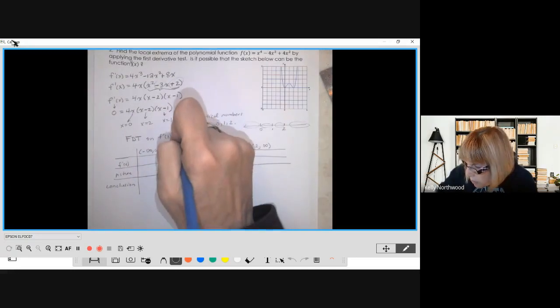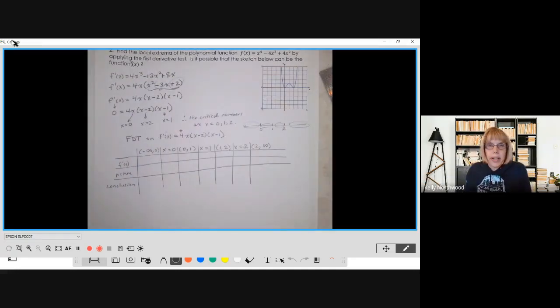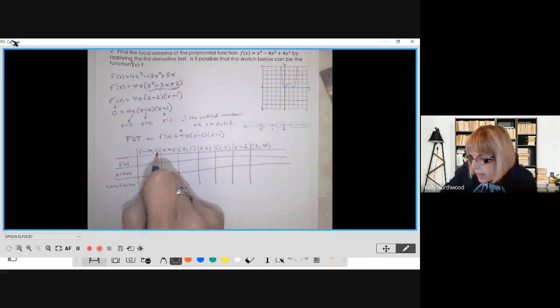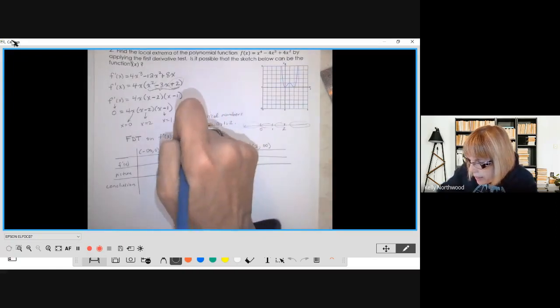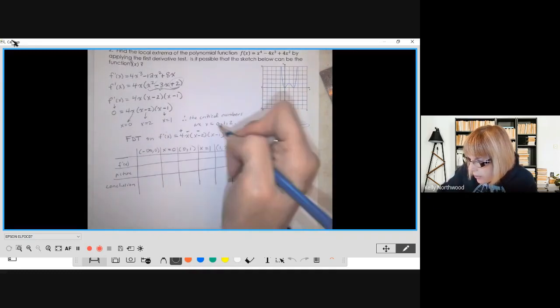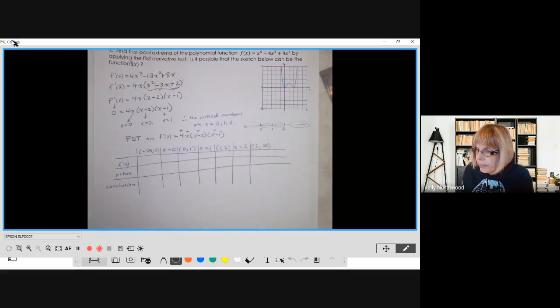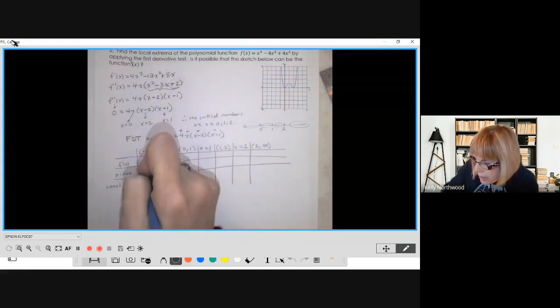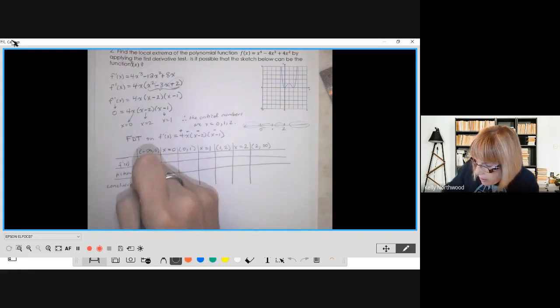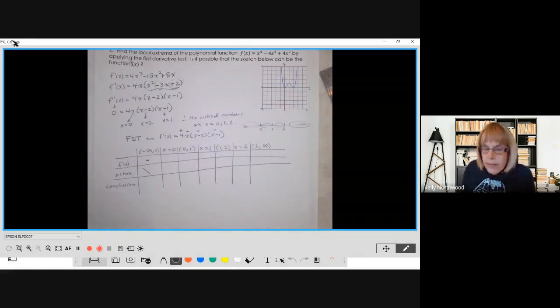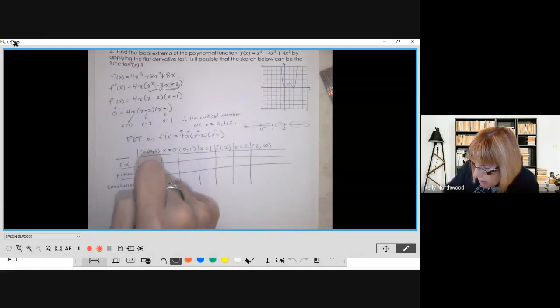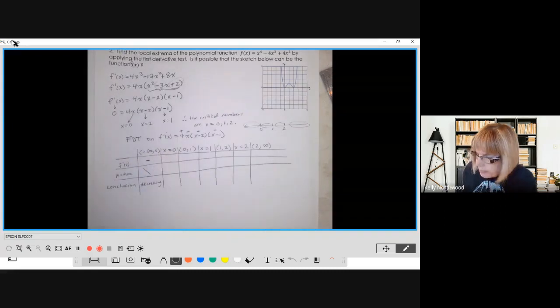So again, 4 is always going to be positive. It doesn't really affect the sign of our derivative. So for negative infinity to 0, I might choose negative 1, which is going to make x negative, x minus 2 negative, and x minus 1 negative. So 3 negatives multiplying together make a negative. So my slopes of the tangents are going to be negative. And in that interval, I'm going to be decreasing. When x equals 0, the derivative is equal to 0, which means my tangent's horizontal.